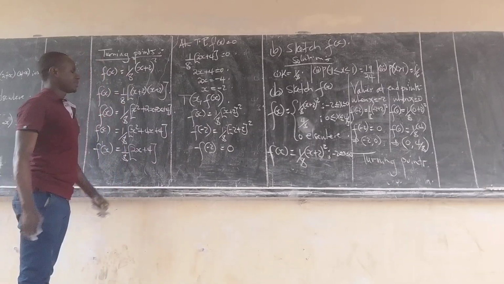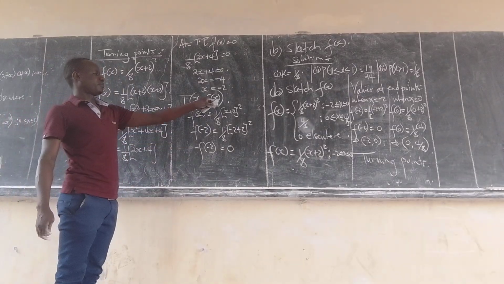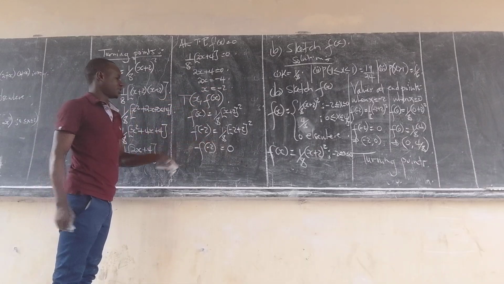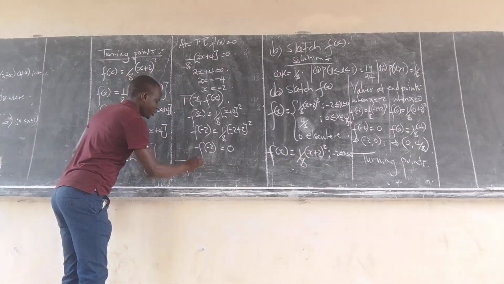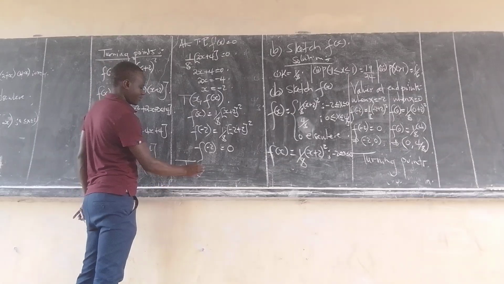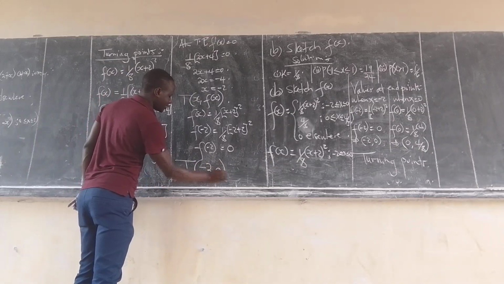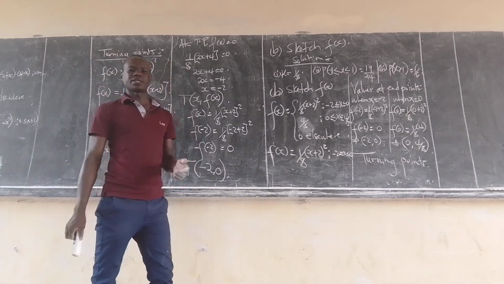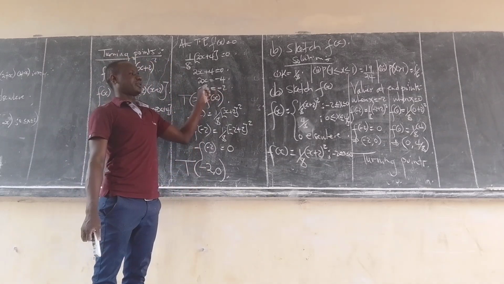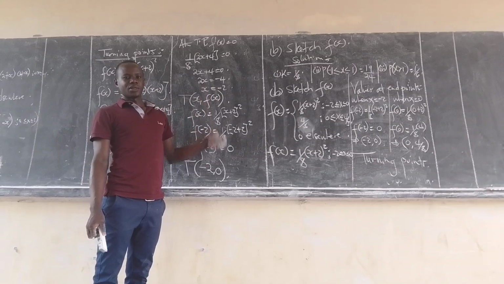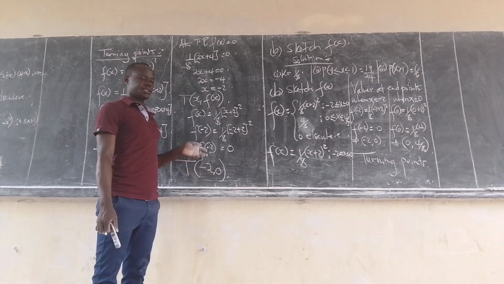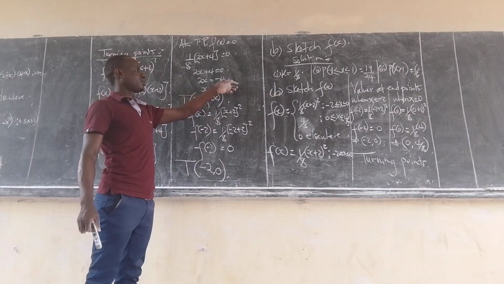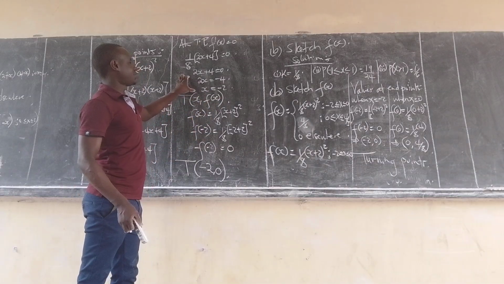After it becoming 0, remember we must have the turning point in this form. We write the x-coordinate followed by the y-coordinate. So that turning point is going to become negative 2 and 0. It's only one turning point because after differentiating, we got only one value of x. But where you get two x-coordinates, you still get all the y-coordinates of the two x-coordinates obtained at this level.